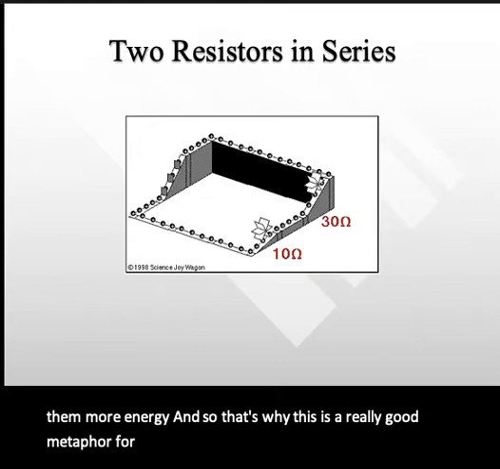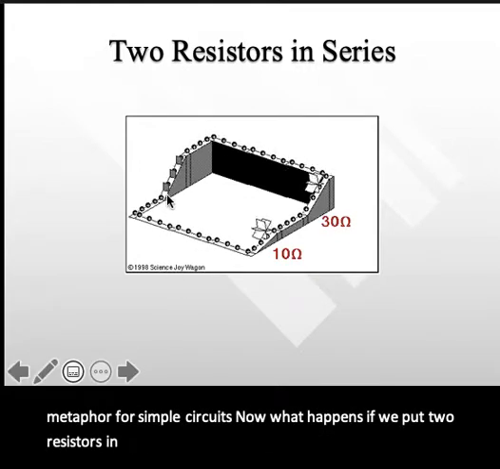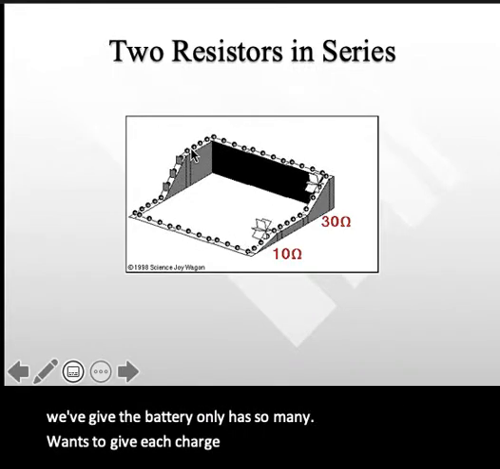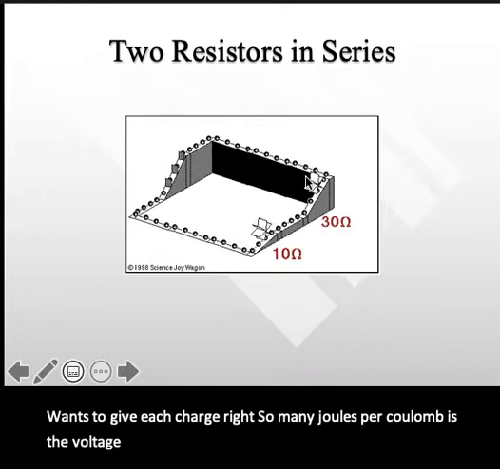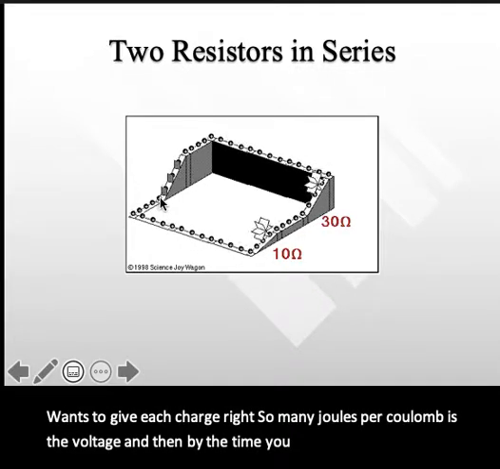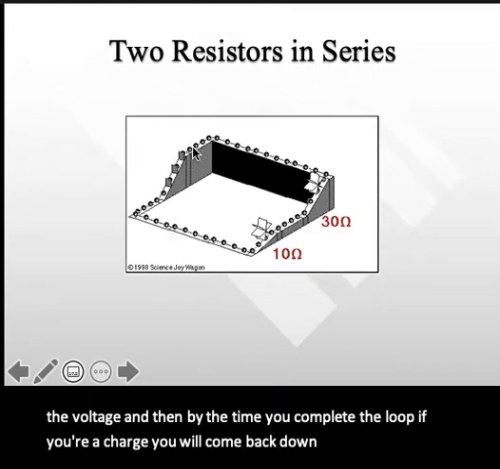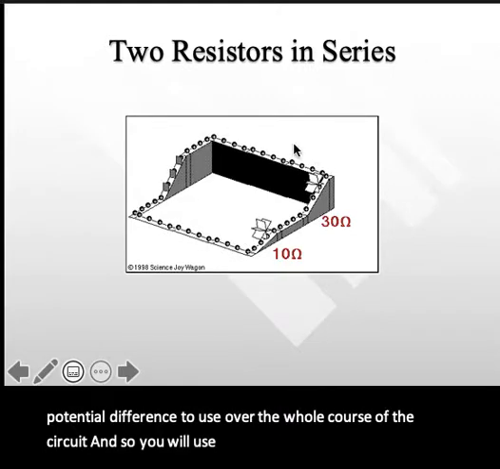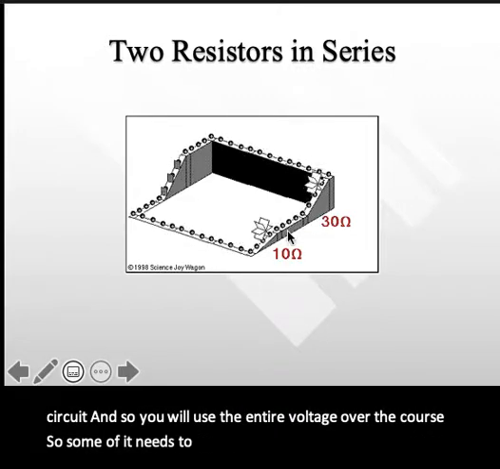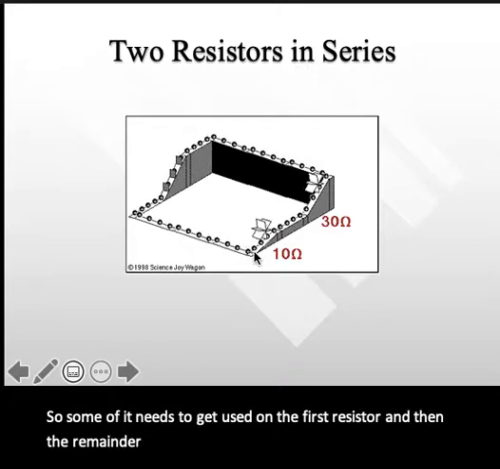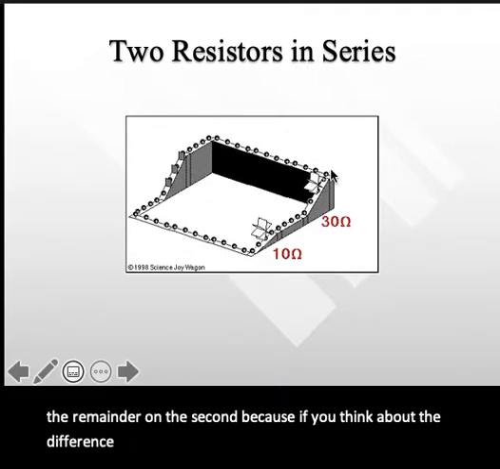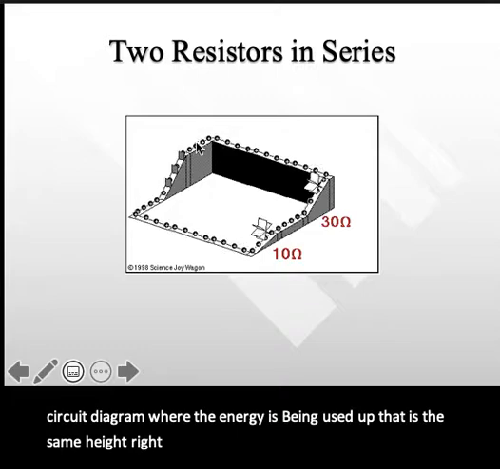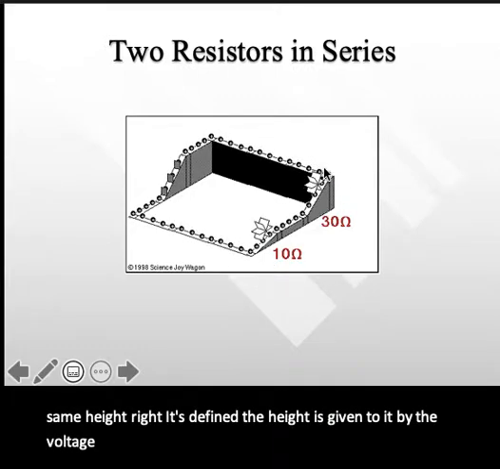Now, what happens if we put two resistors in series, right? Well, there's only so much energy we've given. The battery only has so many volts to give each charge, right? So many joules per coulomb is the voltage. And then by the time you complete the loop, if you're a charge, you will come back down. You only have this potential difference to use over the whole course of the circuit, and so you will use the entire voltage over the course of the circuit. So some of it needs to get used on the first resistor, and then the remainder on the second, because if you think about the difference between the height over here on this side of the circuit diagram where the energy is being used up, that is the same height, right? It's defined. The height is given to it by the voltage. So there just is no other way for it to be.